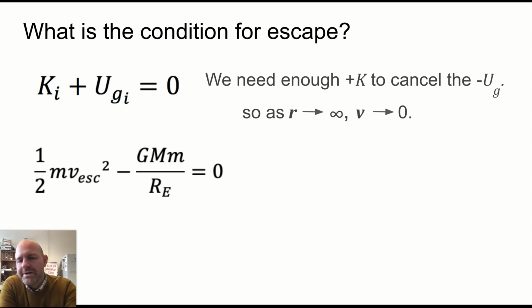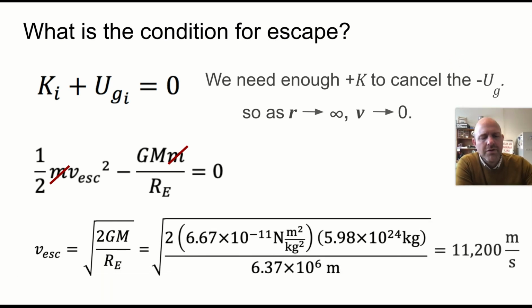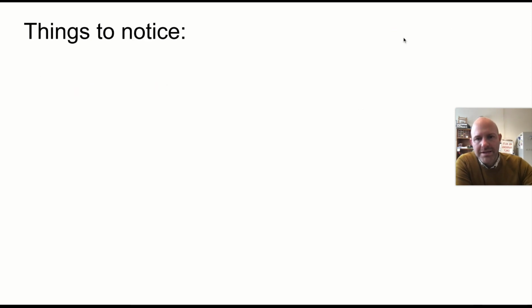We have 1/2 m v escape squared minus GMm over the radius of the Earth, because that's what we had at the beginning. Cancel out that m, do a little rearranging here, and you end up with about 11,000 meters per second, which is not really that fast. I mean, it is pretty fast, but it's not impossible to reach that velocity.